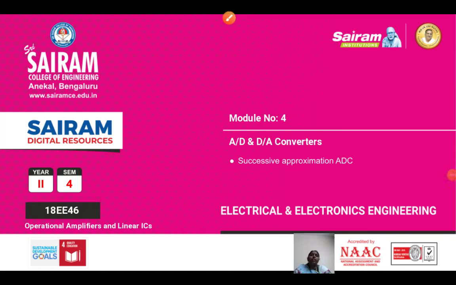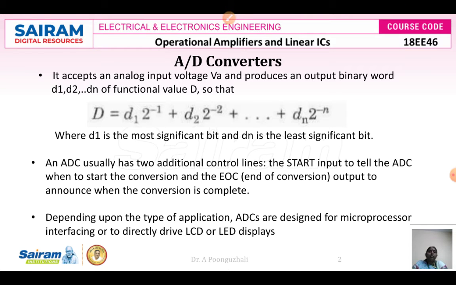Students, now we will see the ADC, that is the analog to digital converter. Under analog to digital converters, the first converter we are going to see is the successive approximation ADC. An ADC accepts an analog input voltage and produces a binary output word.